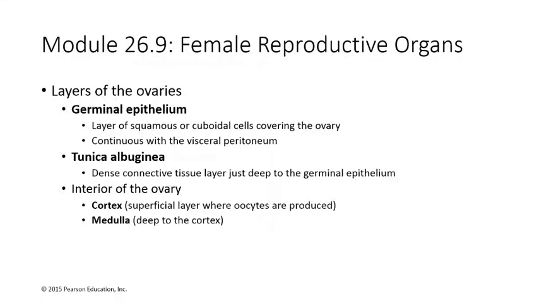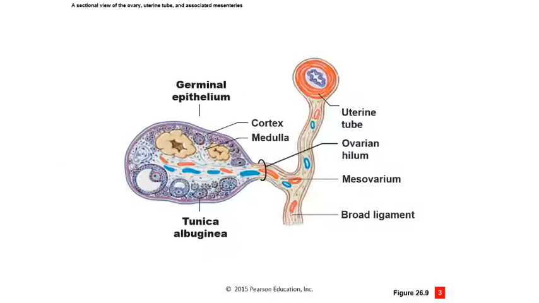There are layers of the ovary. The initial layer over the ovary is the squamous or cuboidal cells covering the ovary. That's the germinal epithelium, and that's going to be continuous with the visceral peritoneum. And then there's the tunica albuginea. This is going to be a dense connective tissue layer. And then finally, the ovary, like any other solid organ, will have a cortex and a medullary region that's deep to that.